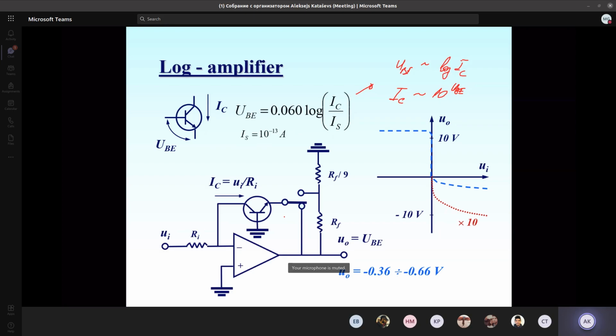So the output voltage is just maximal positive. It means that the collector current for the transistor is blocked here, so the feedback is actually destroyed. There is no feedback anymore, and the amplifier will go to saturation, just showing maximal positive voltage. And so for this log amplifier, the input voltages may be only positive.